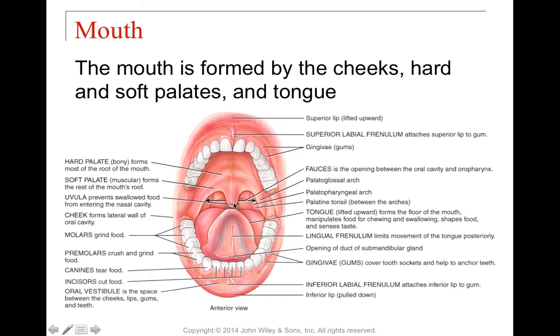and then it goes down here into this little area, which you may call the dangly thingy at the back of your throat. That's called the uvula, and that's going to help prevent food that's being swallowed from entering into the nasal cavity, so it doesn't flip up here above the soft palate and end up in the sinuses.